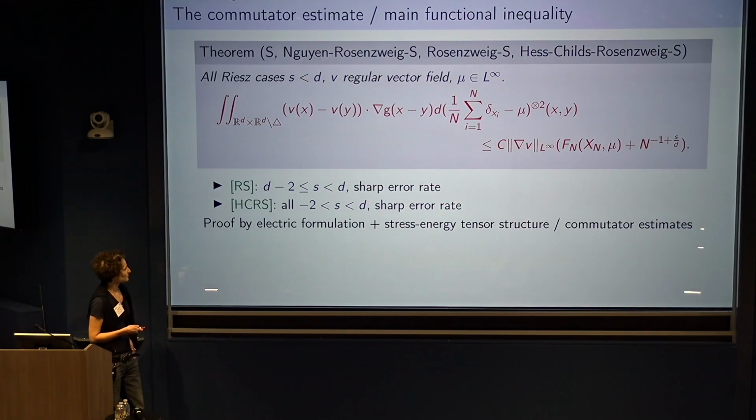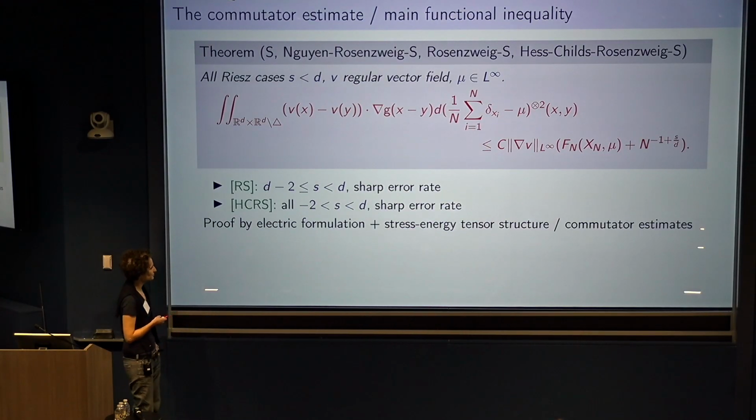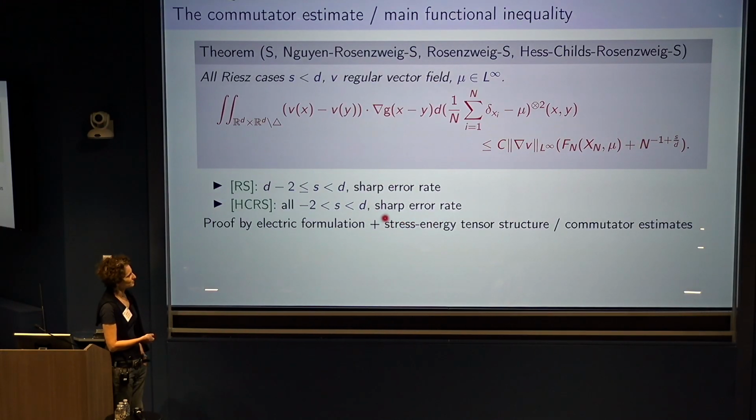Okay, I probably won't have time to get to that, so I'll just throw three words about what's involved in the proof of this. Electric formulation of the energy. The observation that there's a stress energy or energy momentum tensor structure hiding behind these terms, and also commutator estimates.